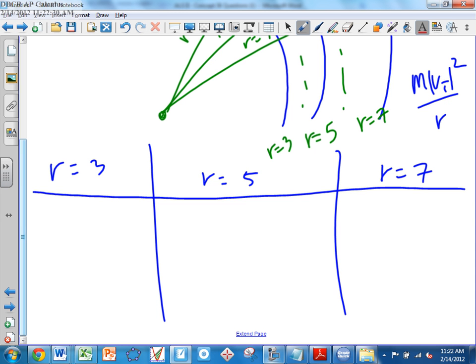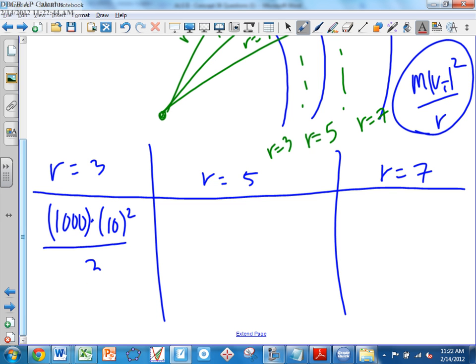And let's explain how that works here. With this one, we're using this formula. So basically, we have the same numerator. The numerator will not change. 1,000 is m times v squared, all over r.